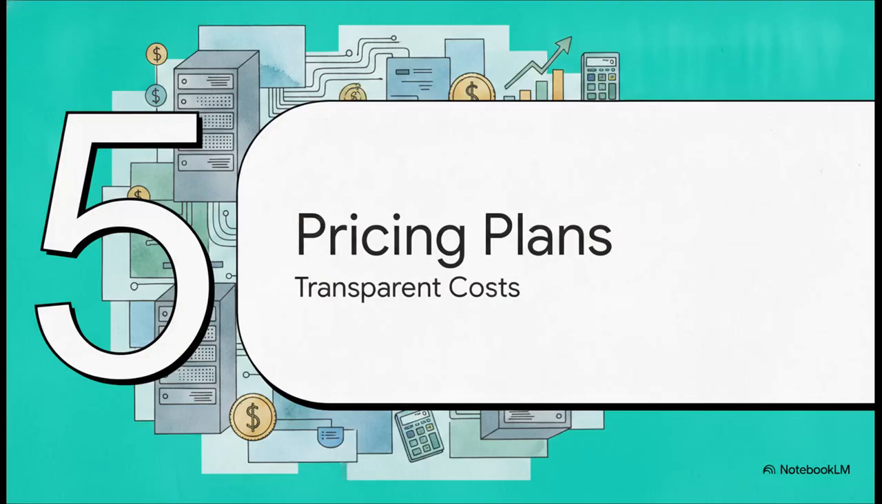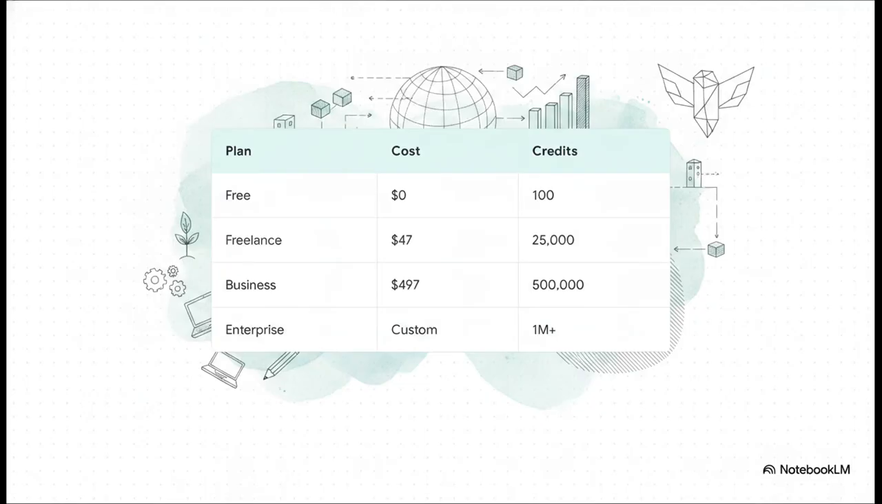All right, last but not least, Section 5, pricing plans and costs. Because a great API isn't actually great unless the economics make sense. Thankfully, the pricing here is super transparent. You've got that generous free tier, $0 for 100 credits just to kick the tires. Then, when you're ready to ship something, the freelance plan is $47 for 25,000 credits. That's about $1.88 per 1,000 requests. Pretty sweet. For production scale, the business tier gives you 500,000 credits for $497, bringing the cost down even further. And of course, there's a custom enterprise tier for the heavy hitters. It is a pure pay-as-you-go model that scales exactly with your success.